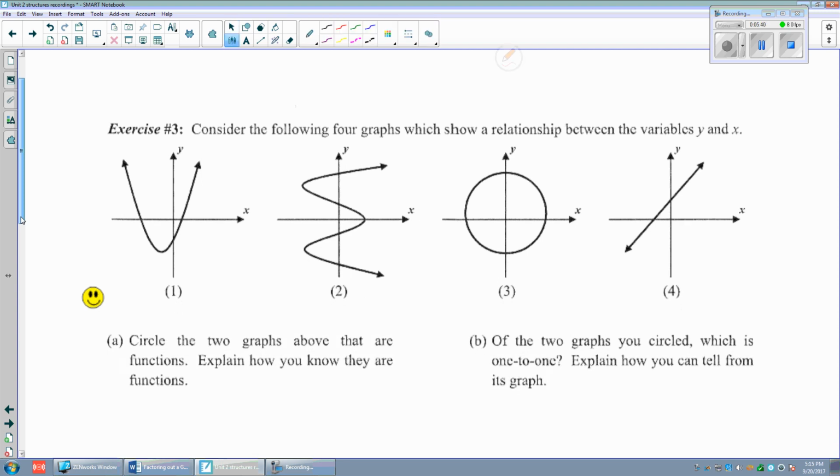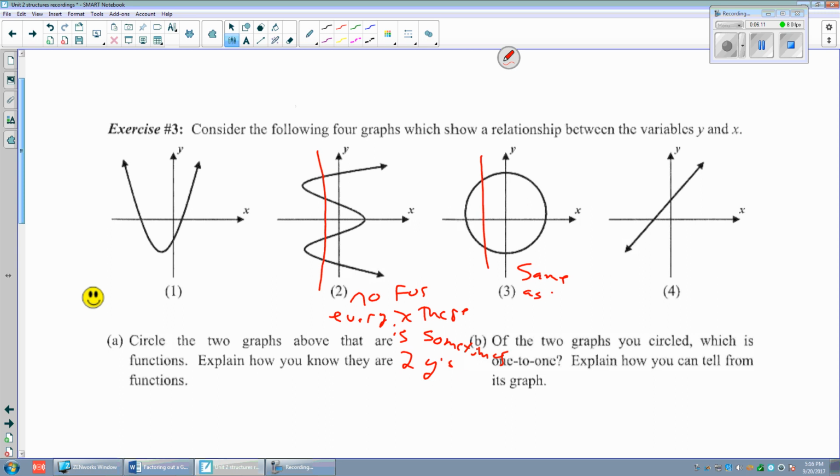Okay, let's start with this one. Is this one a function? No, fails the vertical line test. For every x, there is sometimes 2 y's. Right there, fails the vertical line test.